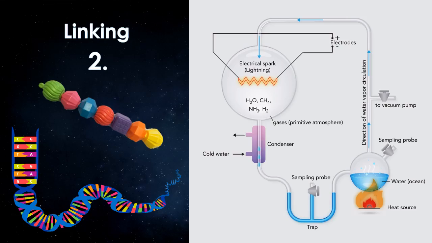If that did happen, the next step would be for the amino acids and nucleotide bases to link together to make larger molecules. In other words, amino acids would have to join to form proteins, and nucleic acids would have to join to form DNA or RNA. This could happen either in the soup or elsewhere in the apparatus as the gases circulate.